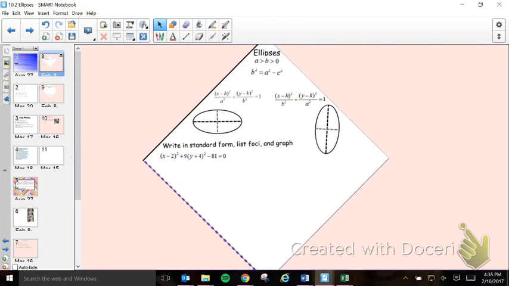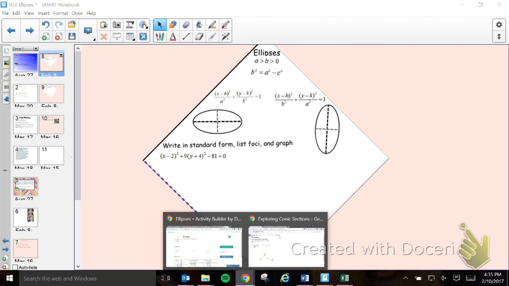Hi guys, so we're going to look at our next conic section today, which is an ellipse. We're going to be using this part of the foldable that talks about ellipses. What's written on here is the standard equation for an ellipse. Before we get started looking at this, I want to show you guys a couple models that explain how ellipses are formed.